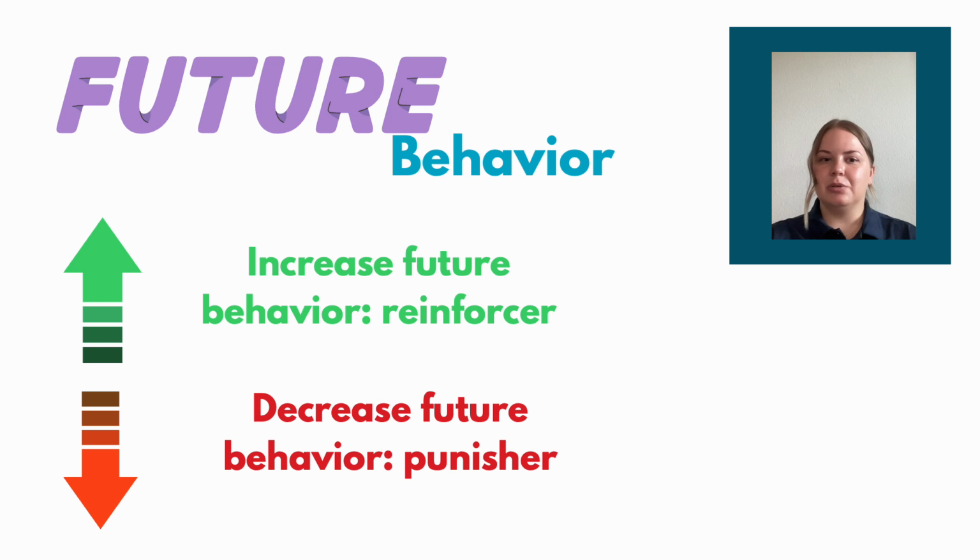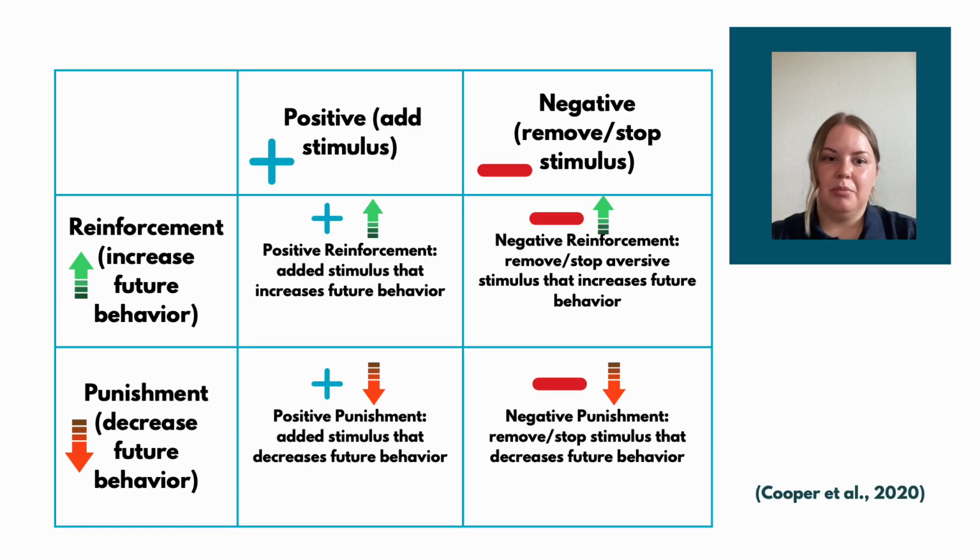So again, consequences, they affect future behavior, not current, future behavior. They can either increase or decrease the behavior. If it's increasing the future behavior, it's a reinforcer. If it's decreasing future behavior, it's a punisher. All right, we have positive reinforcement, negative reinforcement, positive punishment, and negative punishment. So let's kind of break these down.